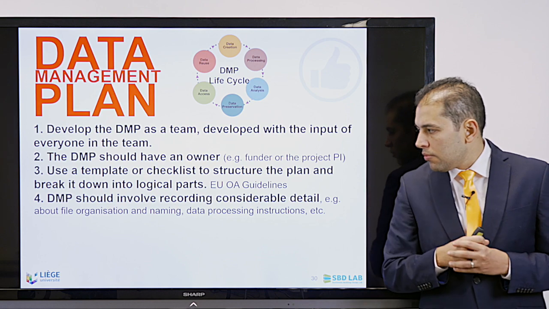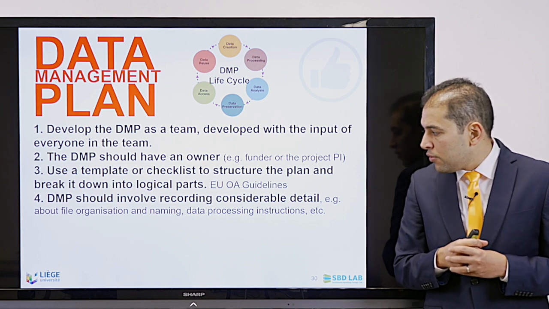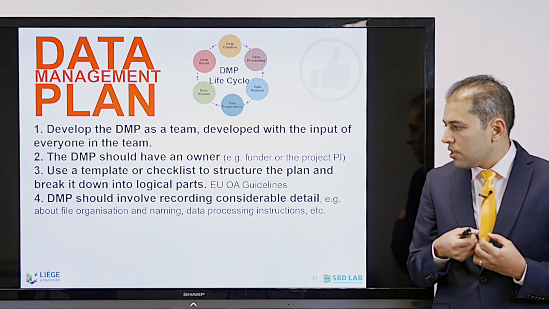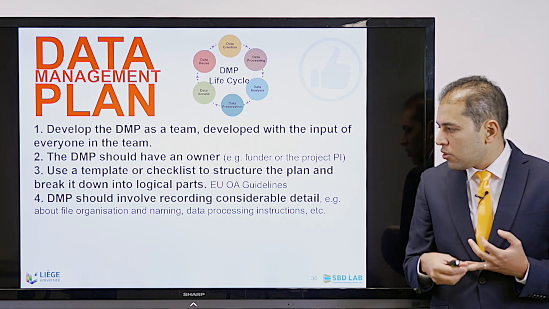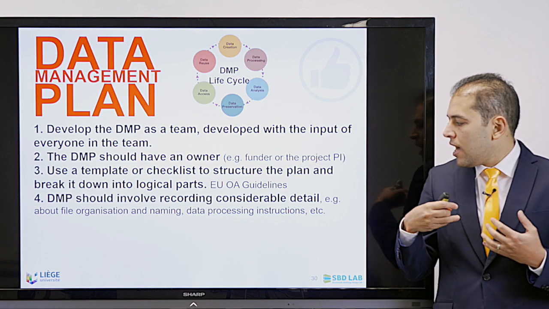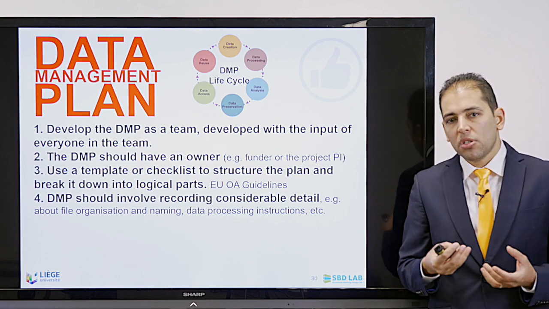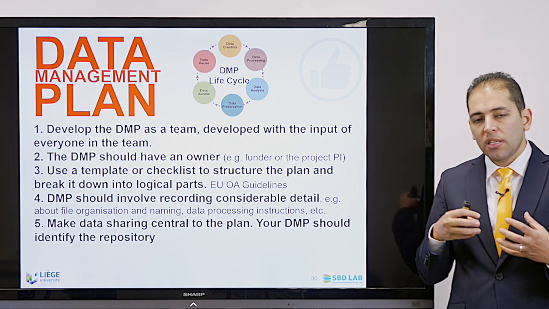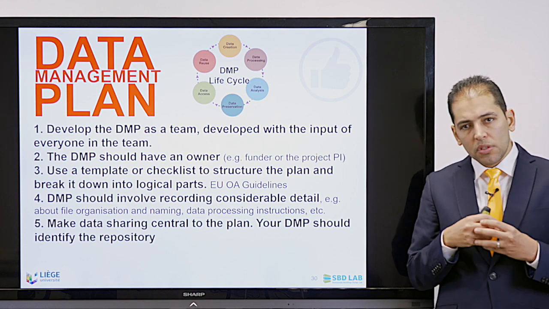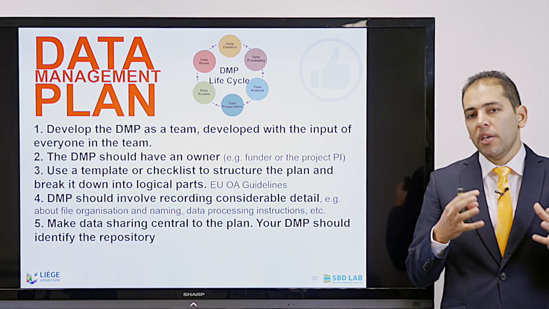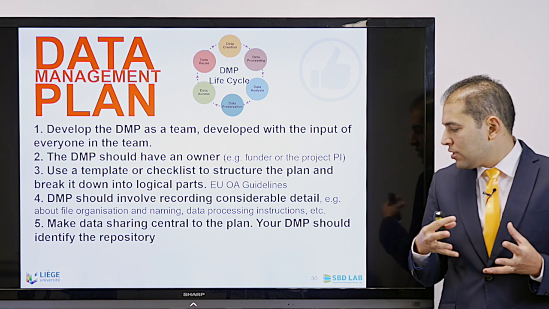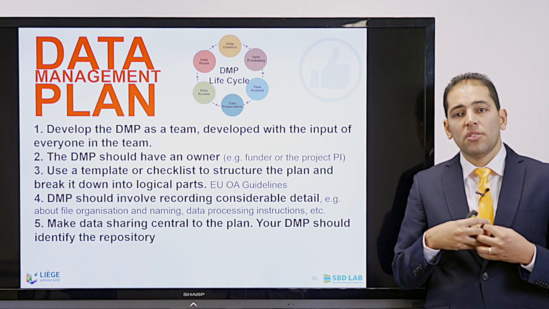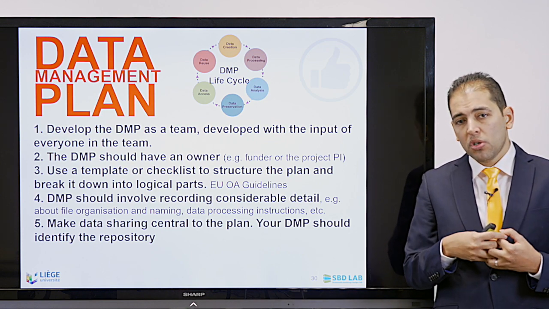The data management plan should involve recording considerable details. It has to be as detailed as possible. For example, you need to talk about the files, the file organization, the naming of the files, how you will process the files, instructions about hosting, and so on. Make data sharing also central in your plan. This is very important. Convey the message that you try to share if your project nature allows for that. And your data management plan should identify the repositories and the servers that will host the work.